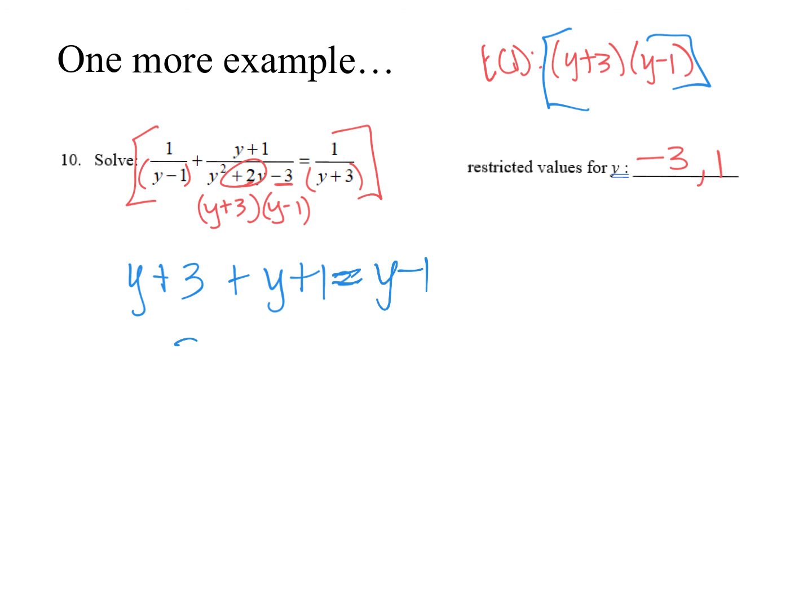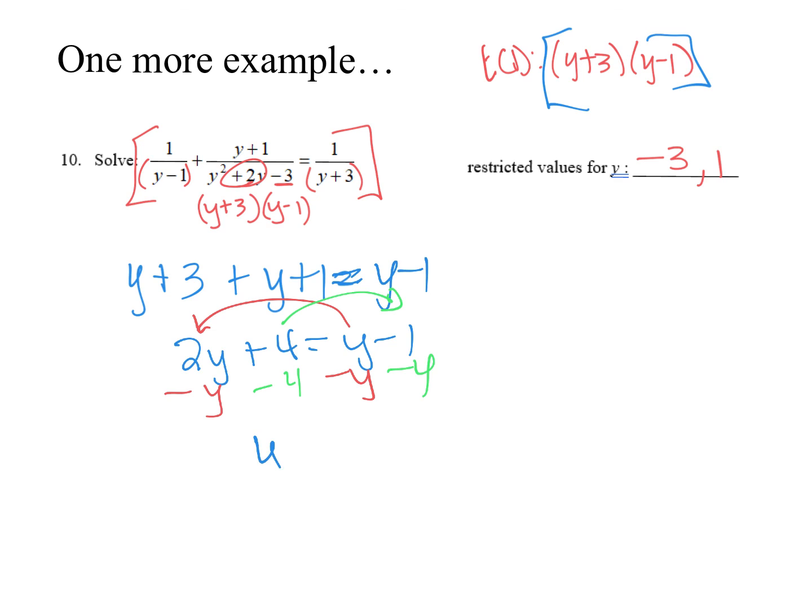Now I can combine like terms. 2y plus 4 equals y minus 1. I'm going to choose to move my variables to the left, which makes me move my constants to the right. That gives me minus y and minus 4, which is going to give me y equals negative 5. Now, is negative 5 on my restricted value list? And the answer is no, so my solution is negative 5.